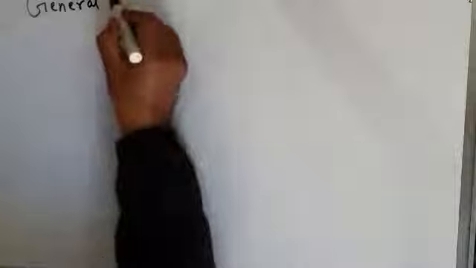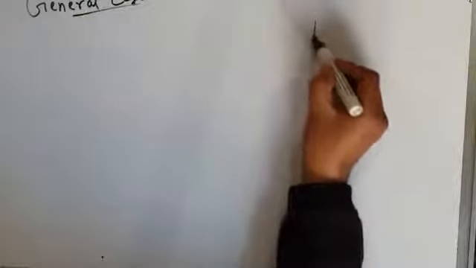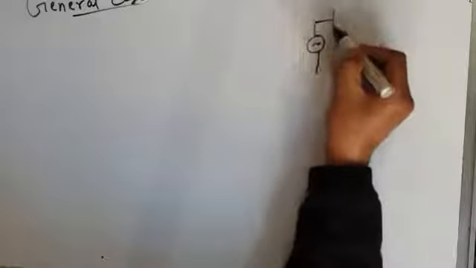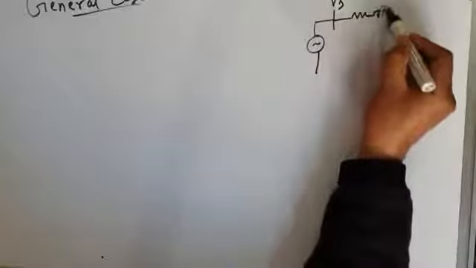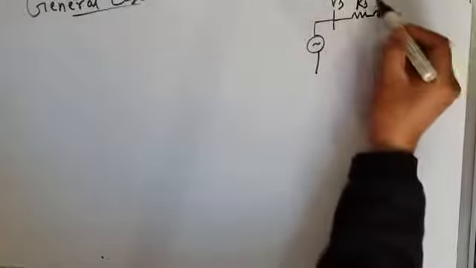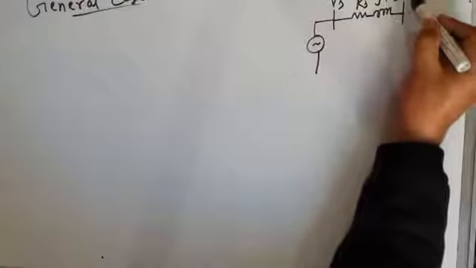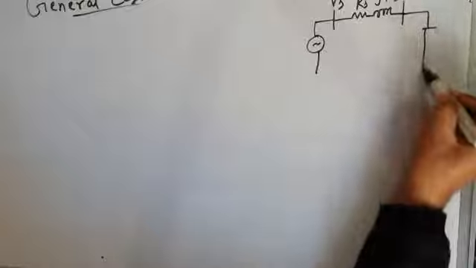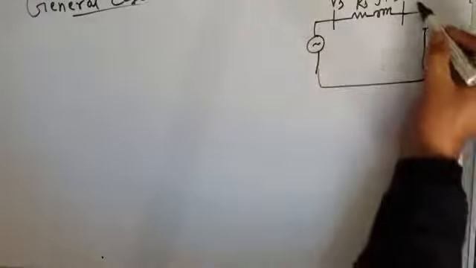Let us today discuss the general case. Today's class is an extension of the previous class. General case means, for example, this is your source voltage Vs. This is the feeder impedance, with feeder resistance as Rs and feeder reactance as jXs. This is the voltage at the point of common coupling, and this is your load.